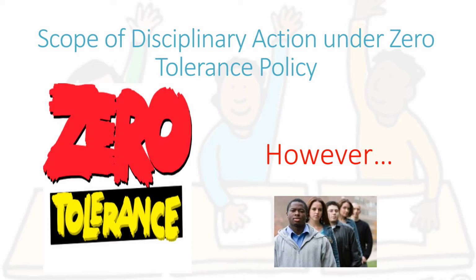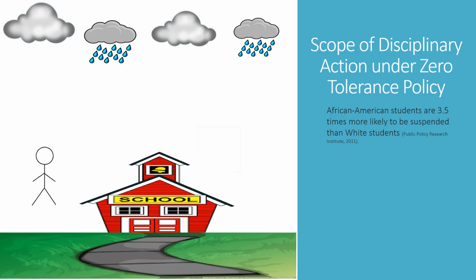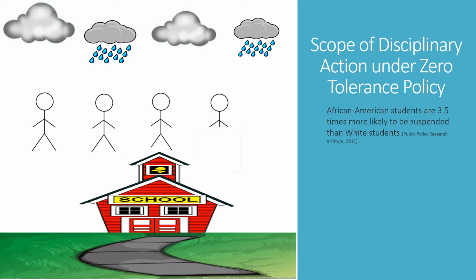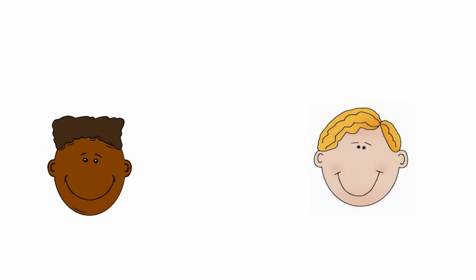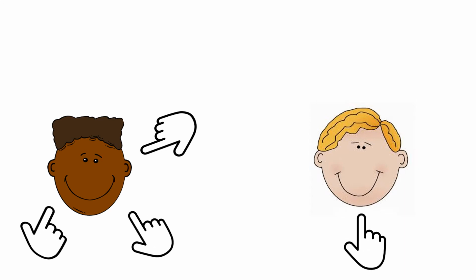However, zero tolerance policies disproportionately affect minority populations. Under zero tolerance policies, African American students are 3.5 times more likely to be suspended or expelled. African American males are 3 times more likely to receive discretionary discipline for the same offenses as a white student.